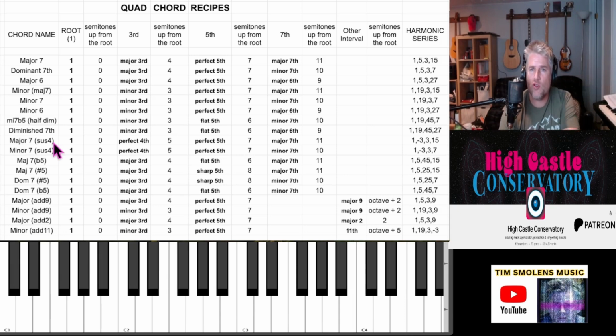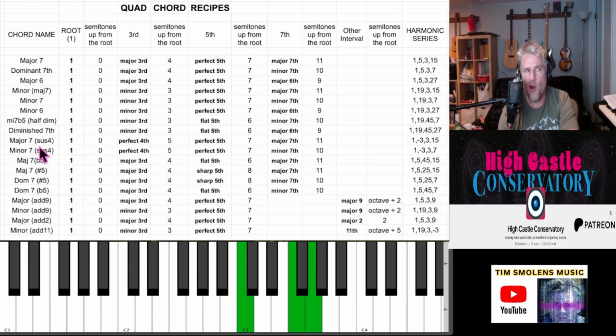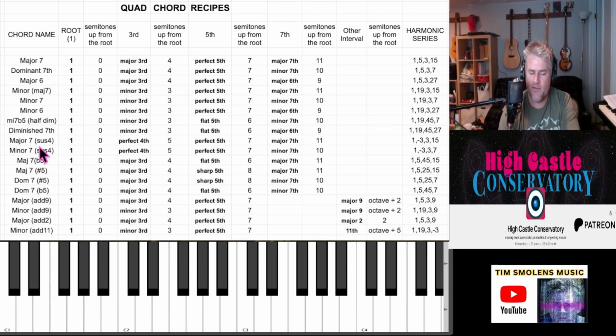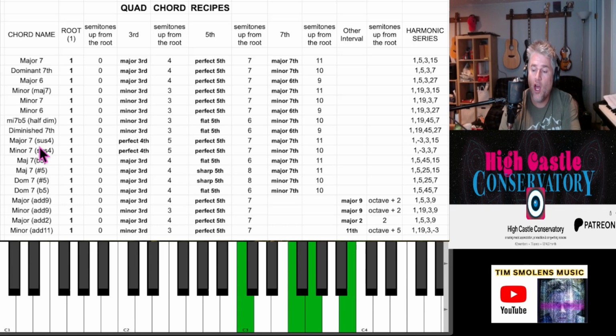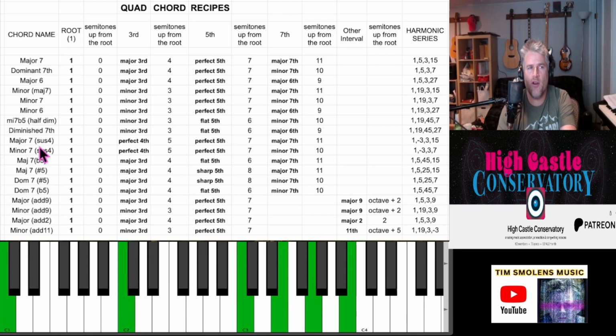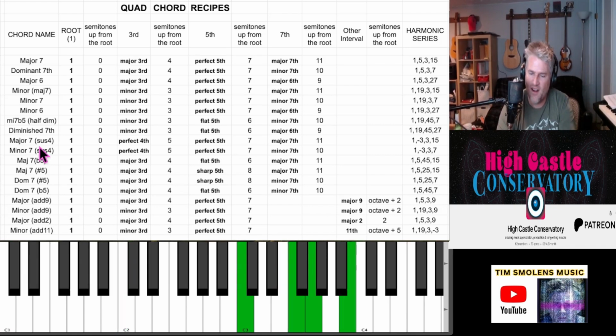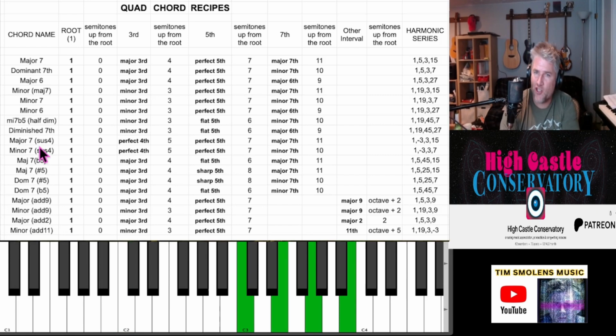So C major 7 sus 4. Sus 4 is basically taking the major third and then raising it a half step. So C major 7, but sus 4 is this. So if there was our regular C major 7, here's sus 4. Nice little tension that wants to resolve.